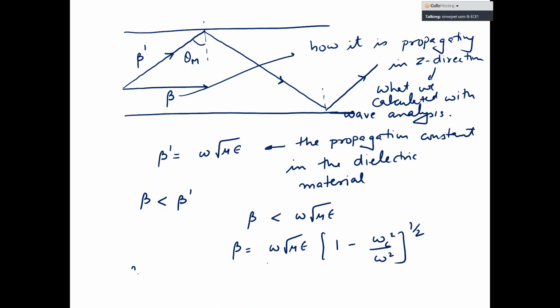And again, remember the phase velocity as we have defined it is omega by beta. So since beta is going to be less than beta prime, the apparent phase velocity is going to be larger than that for the material. The apparent phase velocity is going to be much larger as compared to the material.